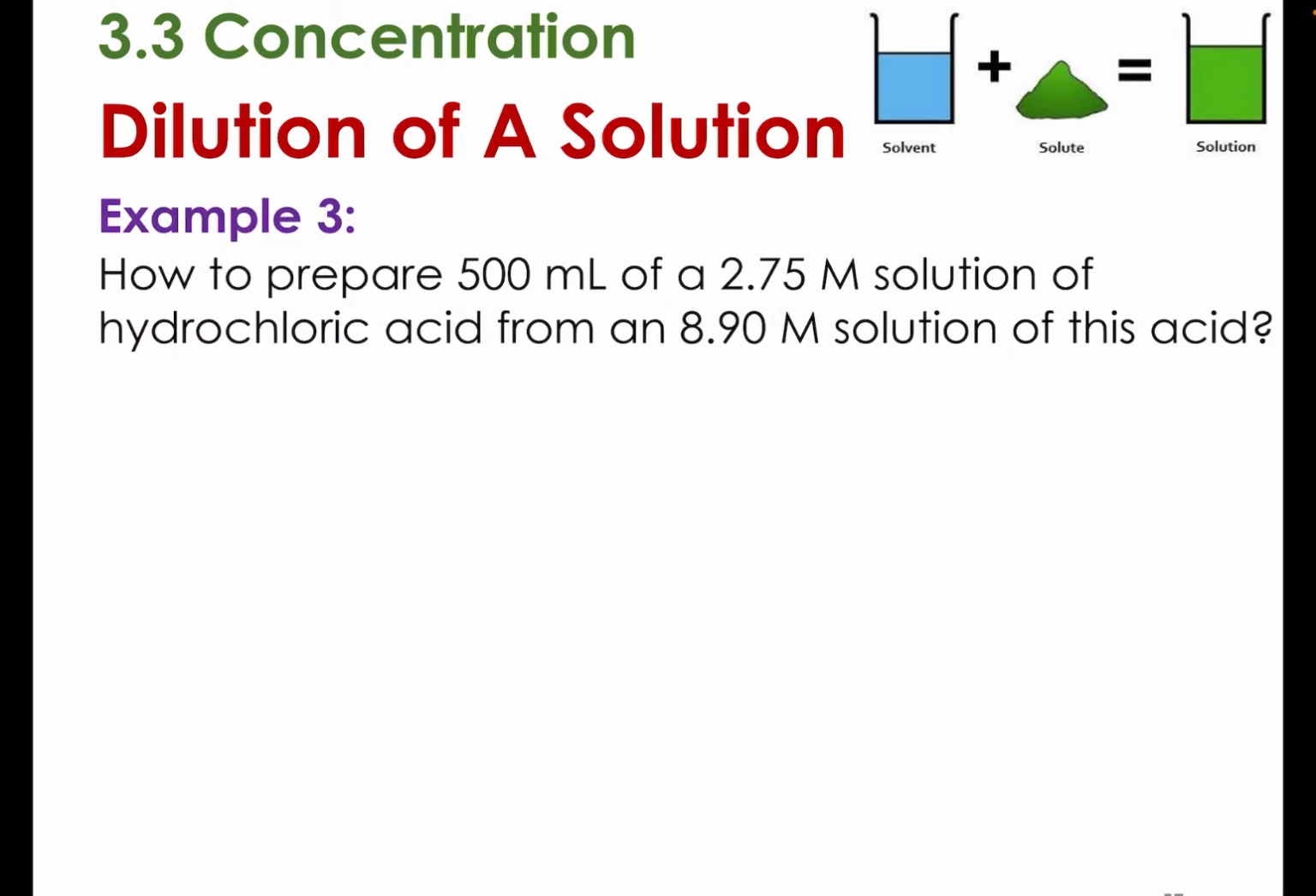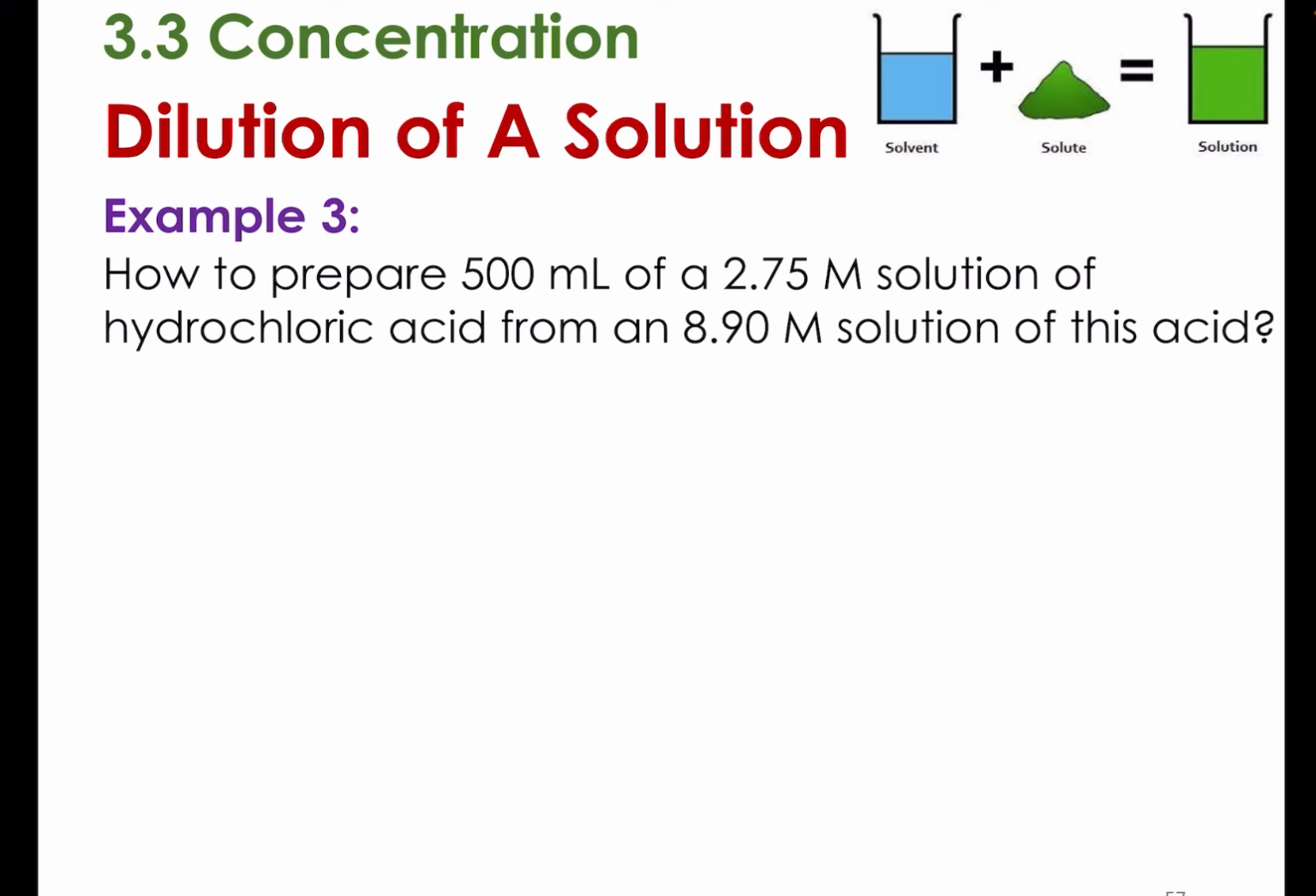Let's try another example. So example 13, how to prepare 500 milliliter of a 2.75 molar solution of HCl from 8.90 molar solution of this acid. So maksudnya to prepare, this information yang saya tunjuk di sini adalah untuk final situation, which means after dilution. So kalau tadi example yang saya guna dalam term 1, 2. Now how about we try in I ataupun F.